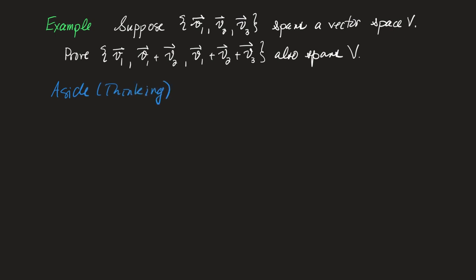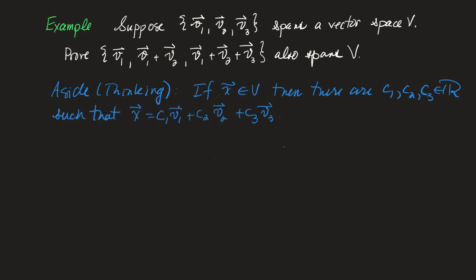This isn't part of my proof, it's just me thinking. The first thing is that my hypothesis is going to be that this set spans V. What that means is if I take some x in V, then there are scalars C1, C2, C3, and we're working over R, such that x can be written as a linear combination of V1, V2, V3. So we know that these constants exist.